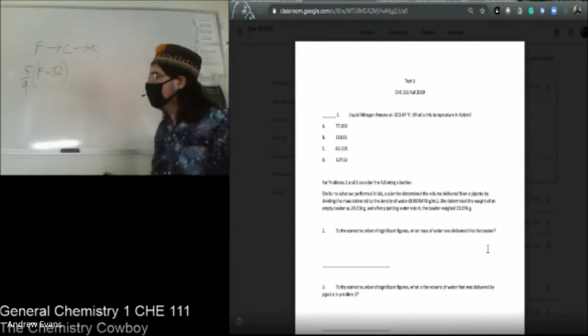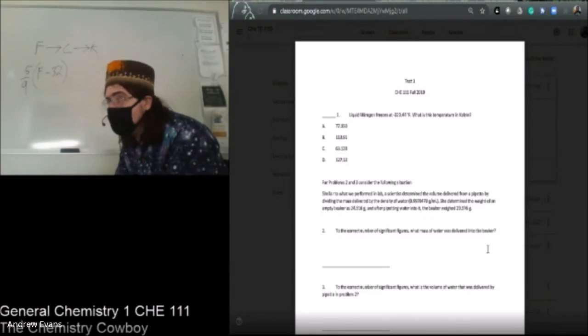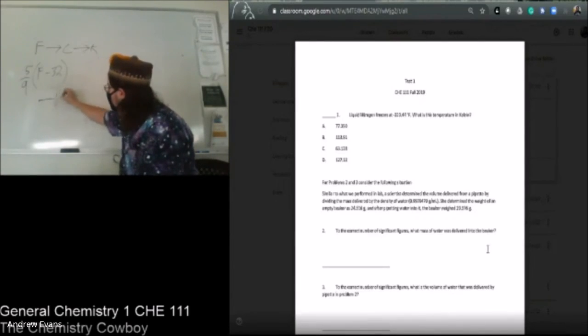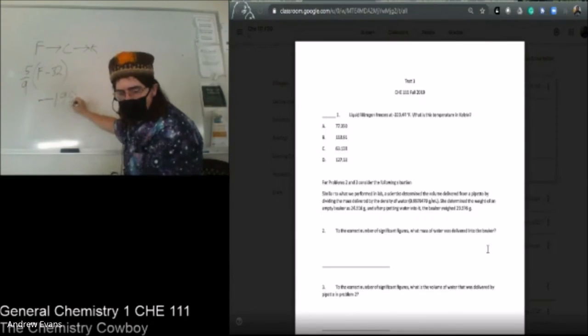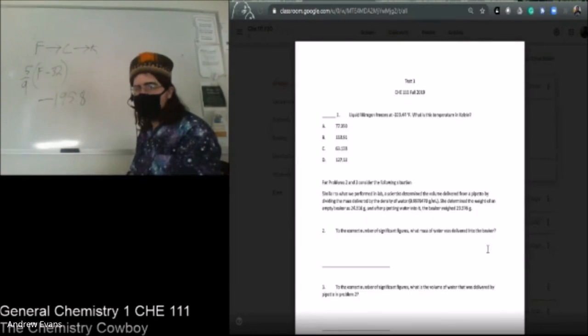So if my freezing point is negative 320, make sure to keep the signs. Negative 320 minus 32, times 5 divided by 9. And what temperature in Celsius is that? That should be negative 195.8. So that's the first step. That gets us to Celsius, negative 195.8.